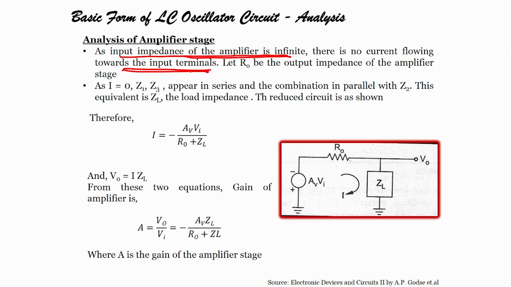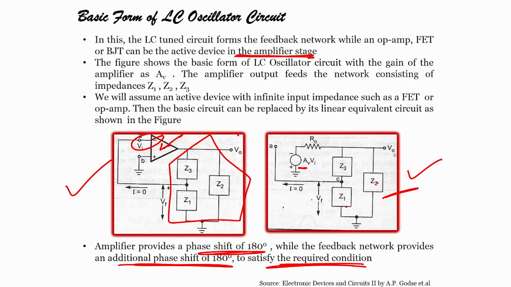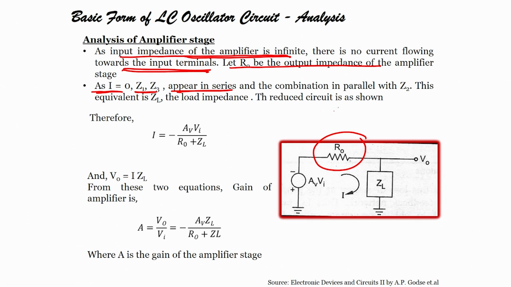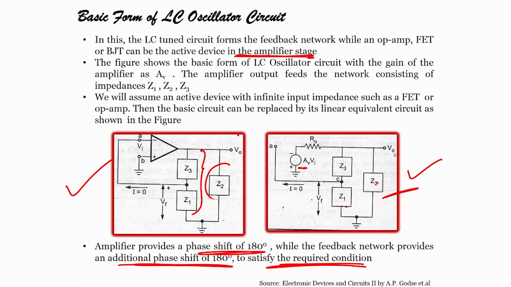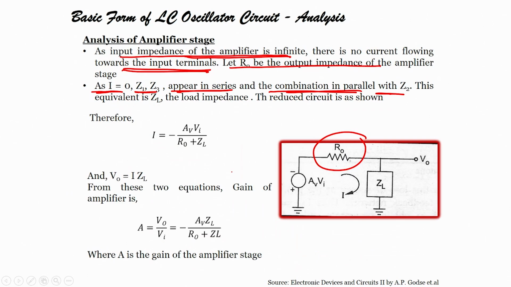As the input impedance of the amplifier is infinite, no current will flow towards the input terminals, that we know. So, let RO be the output impedance of the amplifier stage. As I equals 0, Z1 and Z3 appear in series, right? See here, because I is 0, it looks like Z1 and Z3 are in series, while the combination is in parallel with Z2. So, Z1 and Z3 look as if they are in series with the combination of Z2 in parallel, correct. This is what is written here.